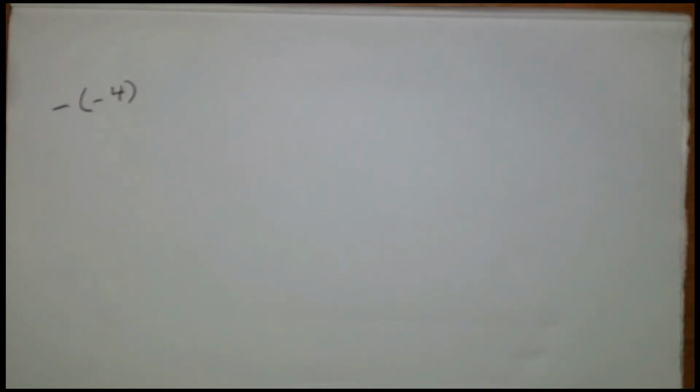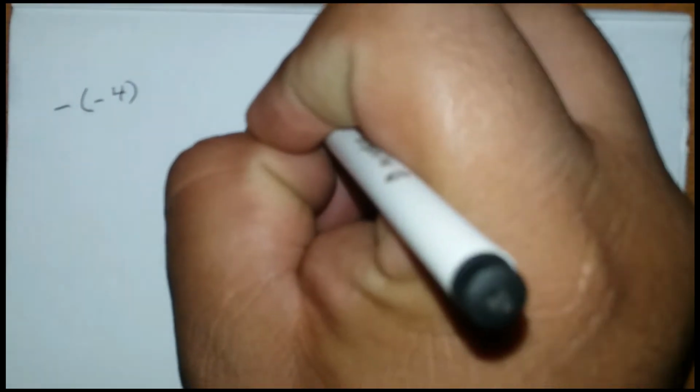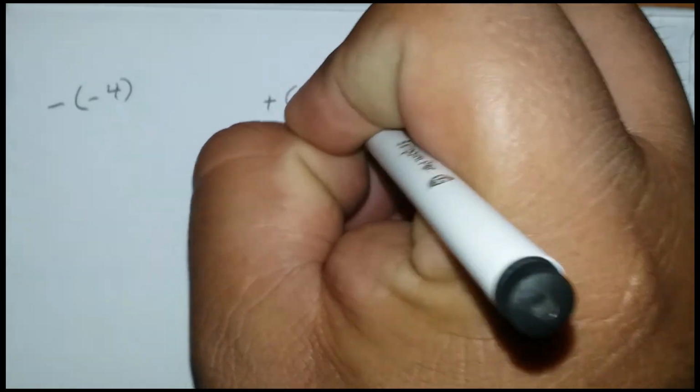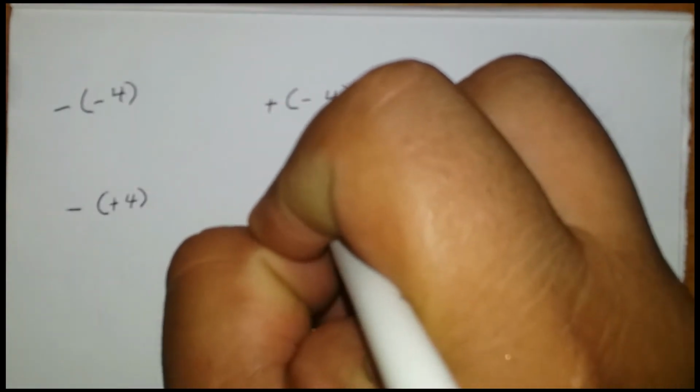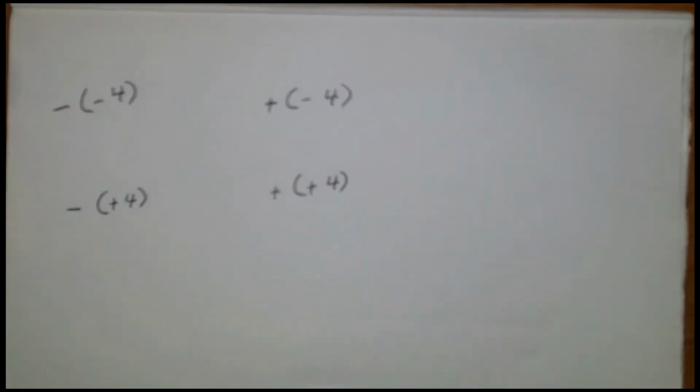All right, with double signs now. Double signs is whenever we have something in this form: negative, negative 4, or a positive, negative 4, or a negative outside and a positive 4 inside, or a positive, positive 4. All right, so that is what we have. Now, how do we work with double signs?